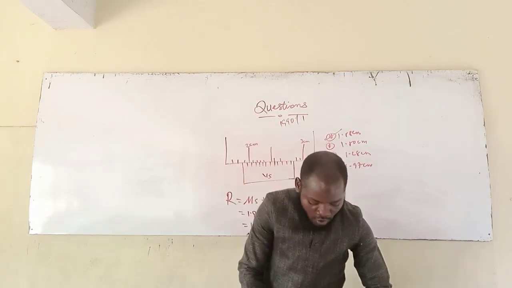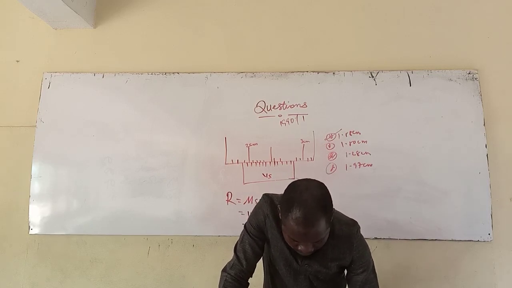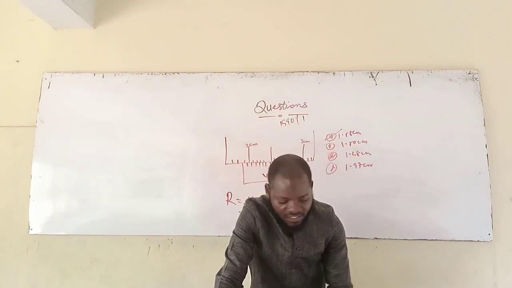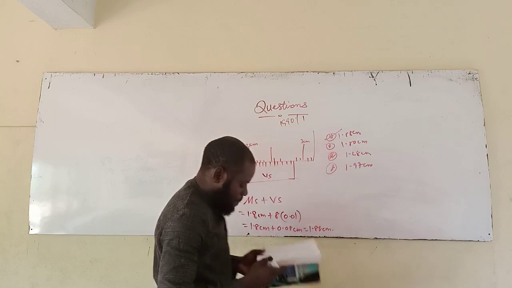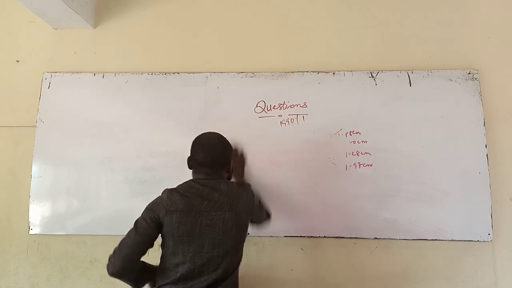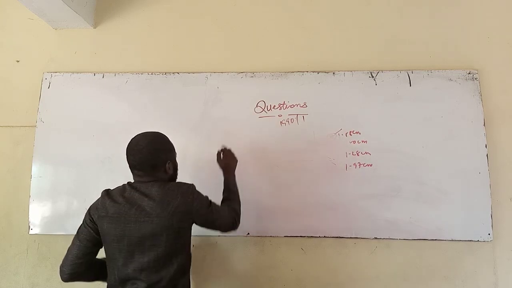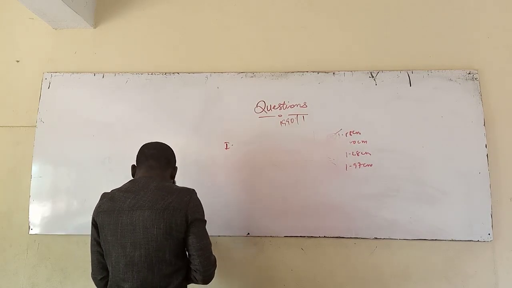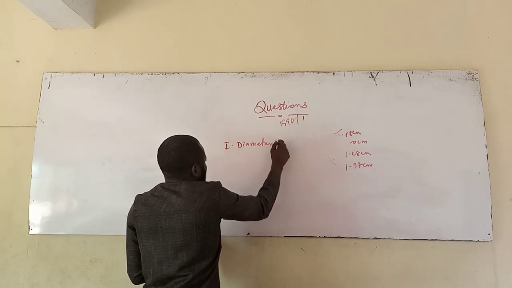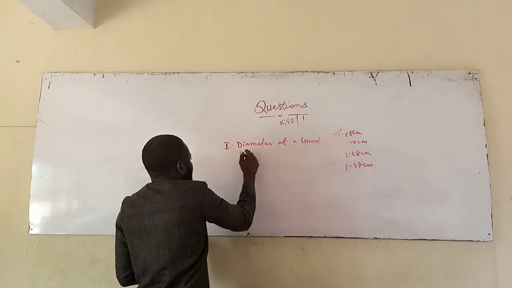Can we go on? So we can move on to question number 4 now, Abby. Okay, the question number 4 is from JAMB 2009 number 2. JAMB 2009 number 2, that's question 4. The question states, Roman figure 1, we have diameter of a small ball bearing.